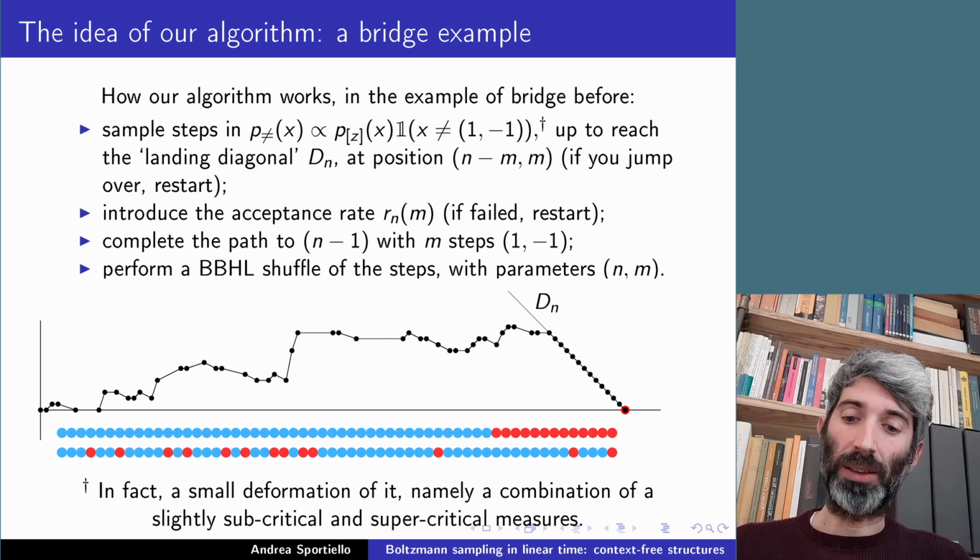Actually, in order to do that, you need a subtlety, which is the fact that we need a small deformation of this critical measure p_z(x), obtained using a value of z which is not the critical one, but slightly supercritical, in a certain sense. And this corrects for the fact that the few paths in which you make one long jump up to the diagonal, which had a very large probability at the beginning, are now suppressed as they should be, and the acceptance rate can be pumped in this way.